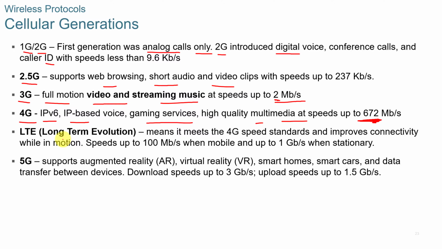And then you had long-term evolution. That just meant that it met the 4G standards. It improved some connectivity speeds while in motion. So if you're traveling down the freeway or in public transportation, it helped with that. And then it gave you speeds up to 100 megabits a second when mobile and up to 1 gig when stationary. And then we have 5G, which is currently being rolled out across the United States and in other countries as well. But that supports augmented reality, virtual reality, smart homes, smart cars, data transfer between devices, download speeds up to 3 gigabytes a second, and upload speeds of 1.5 gigabytes a second.